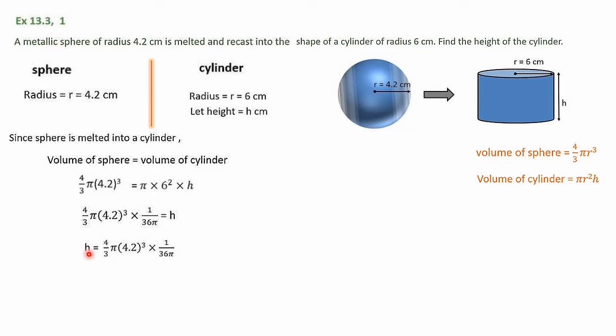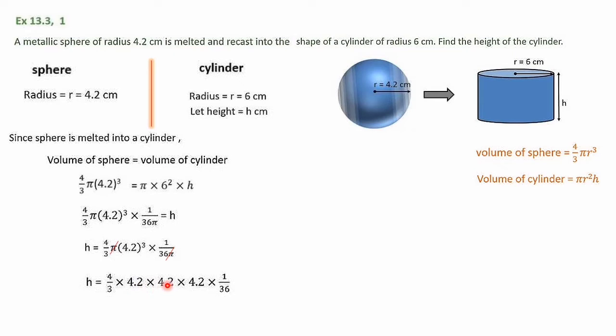So h is equal to 4 by 3 pi into 4.2 the whole cube into 1 divided by 36 pi. We are just changing the order, left hand side and right hand side, that's all. Here 4 by 3 pi, this pi, and here there is 36 pi, so this pi also can be cancelled. So pi cancelled. Then we will get h is equal to 4 by 3 into this 4.2. We can split it into 3.